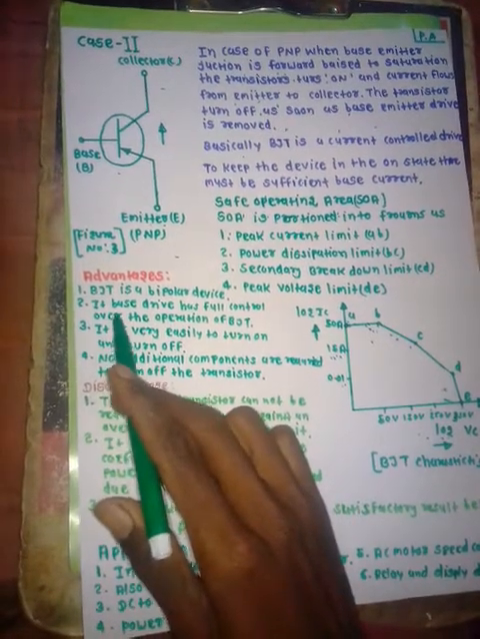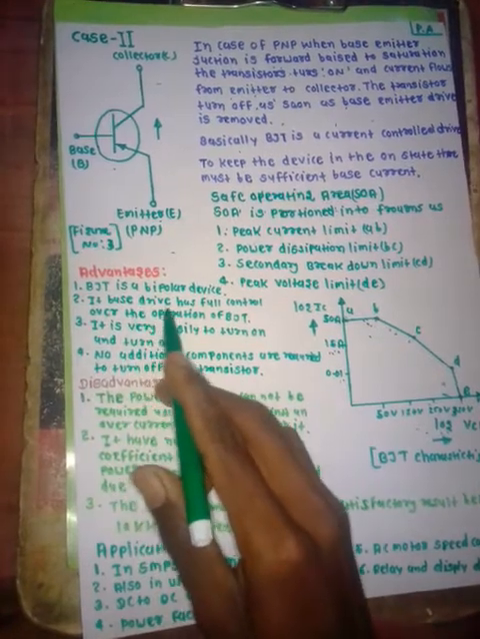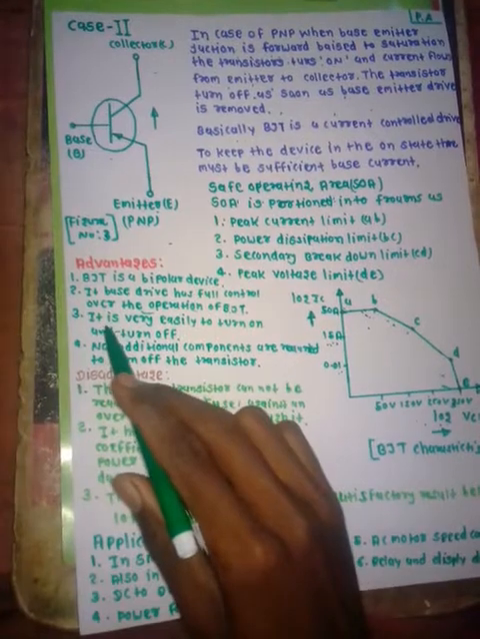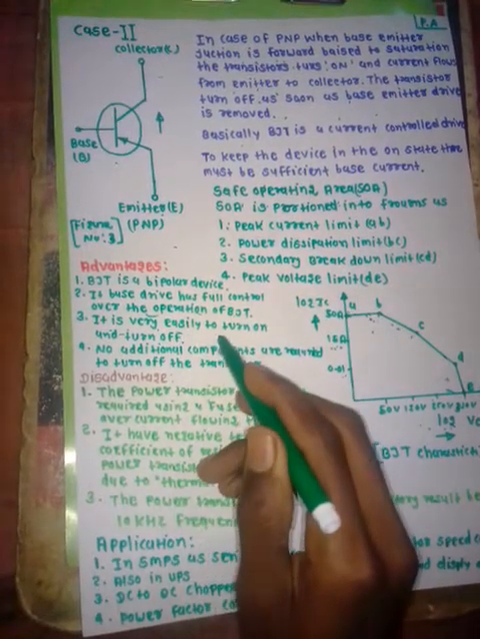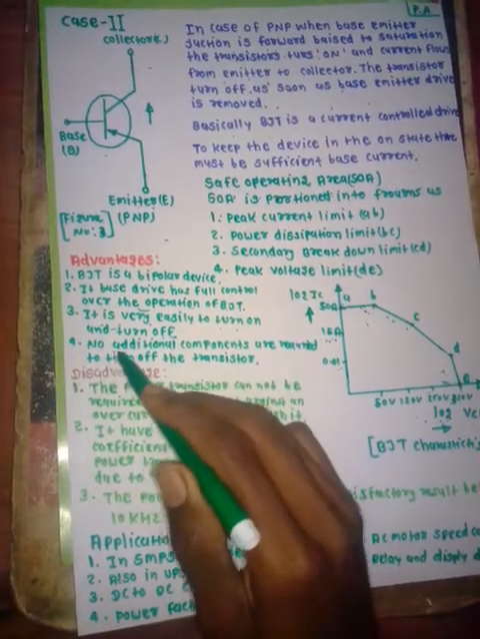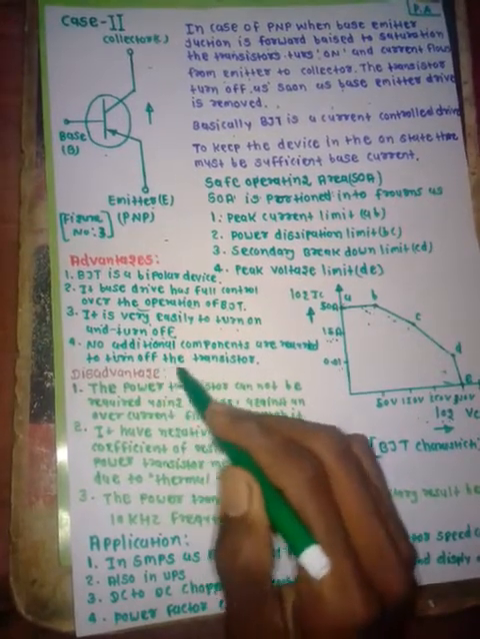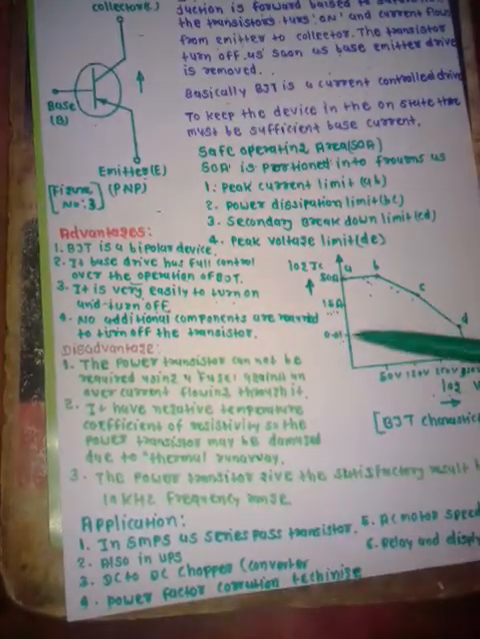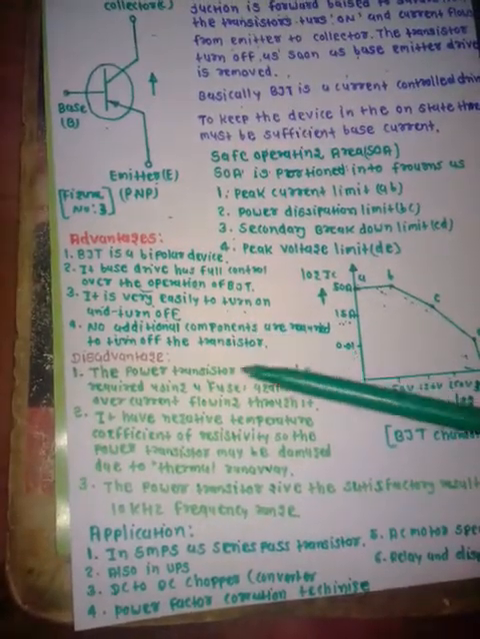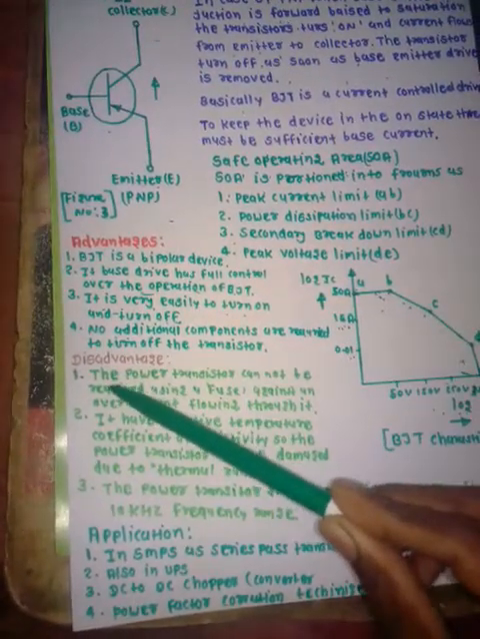Second, it gives helpful control over the operation of the BJT. Third, it is very easy to turn on and turn off. Fourth, no additional component is required, unlike other transistors, no other equipment. Disadvantage: 1.